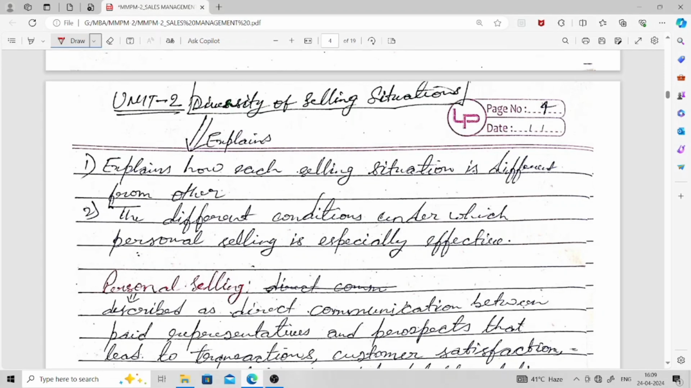Okay, so this second unit is about the diversity of selling situations, that is, how selling situations may differ from one another. That's what we are going to talk about. As you can see on your screen, this is the second unit. This diversity of selling situations explains how each selling situation is different from the other. Okay, that is about the diversity.